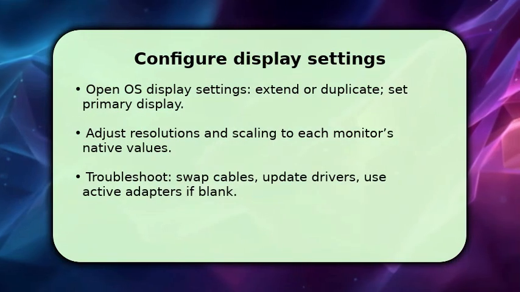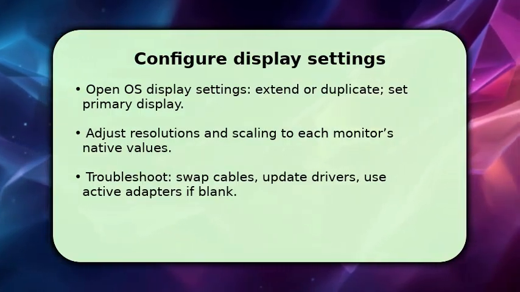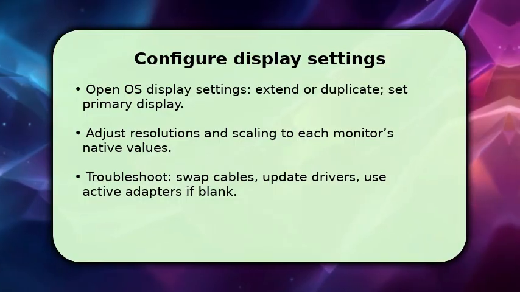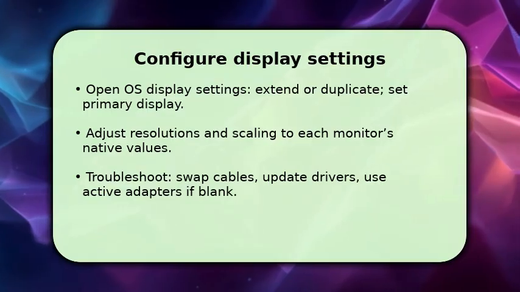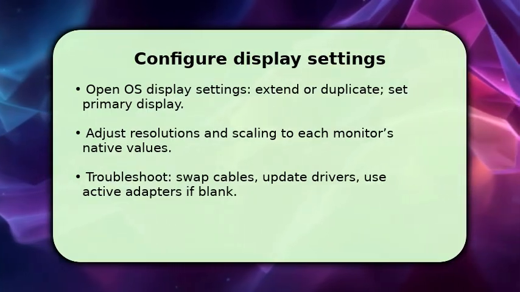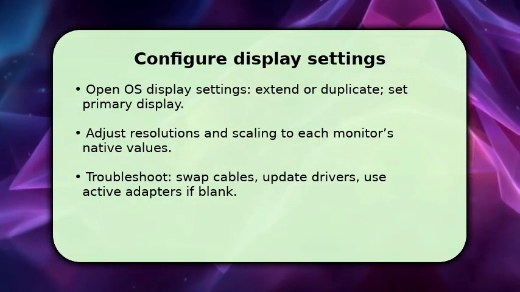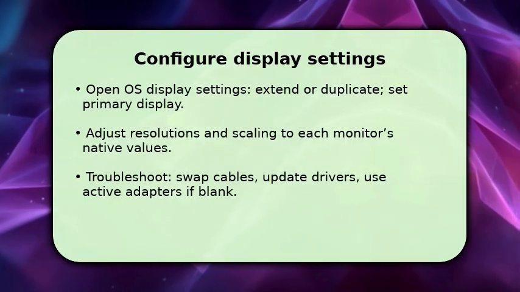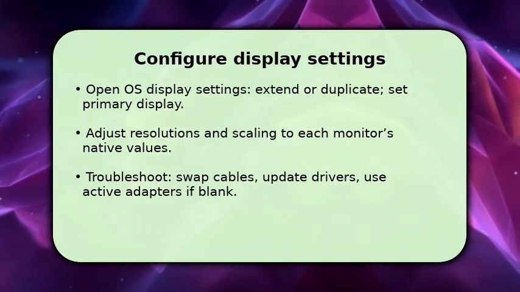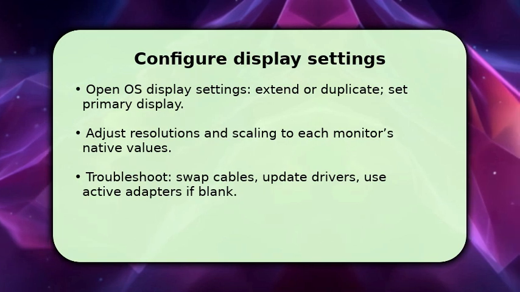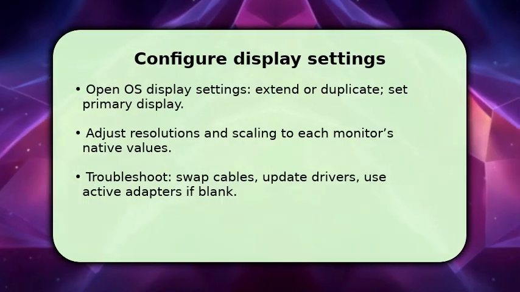You'll finish by configuring the displays in your operating system. Open Display Settings, choose Extend or Duplicate, and assign which monitor is primary. Once done, set each monitor's resolution and scaling to its native values to prevent blur. Change orientations if needed. If a screen is blank, make sure cables are seated, swap ports to isolate the faulty cable, and update your GPU drivers. If VGA shows no signal from an HDMI source, use an active HDMI to VGA converter. Passive adapters won't convert digital to analog.